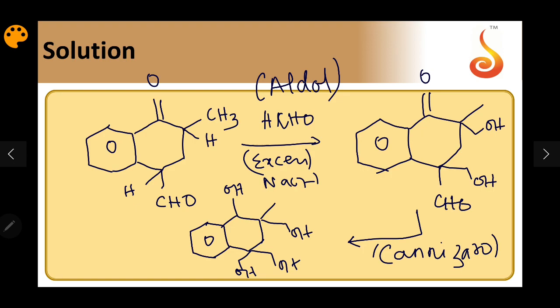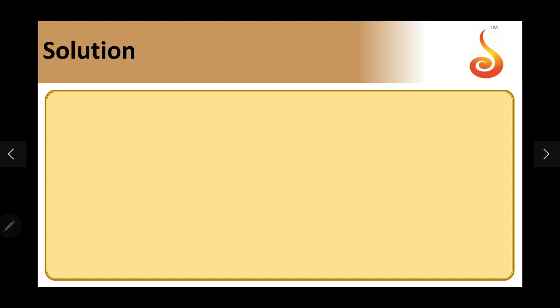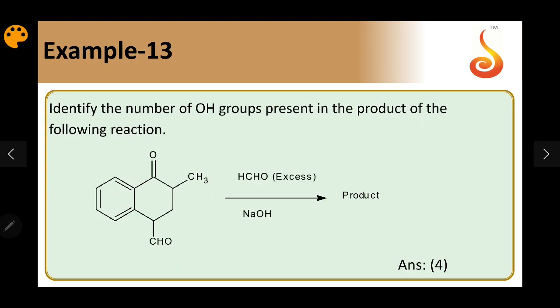Now how to write the product directly? Whatever number of alpha hydrogens are present, all those alpha hydrogens are to be replaced with CH2OH groups. The second point, whatever carbonyl groups are present in the molecule should be converted to the corresponding alcohols. Then count the number of OH groups present in the given product at the end. So as per the given molecule, the answer should be 4. So answer is 4.